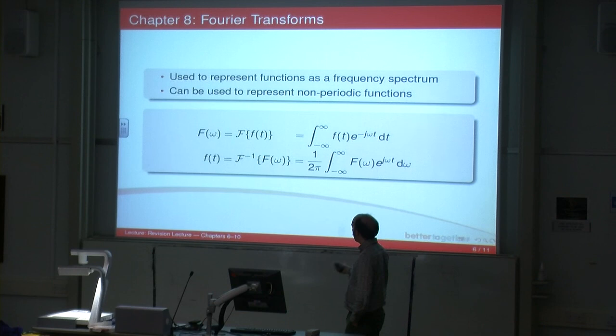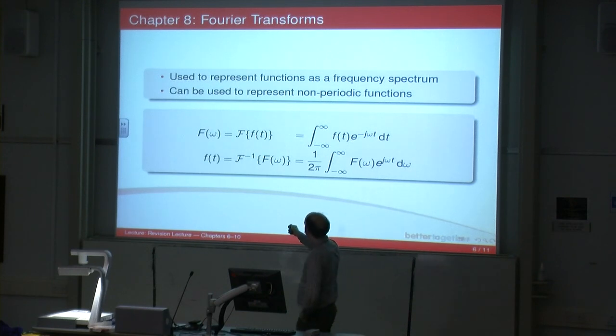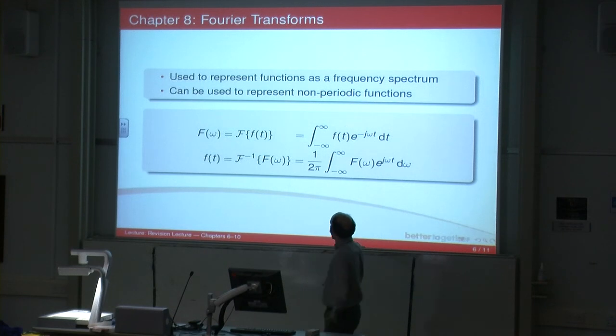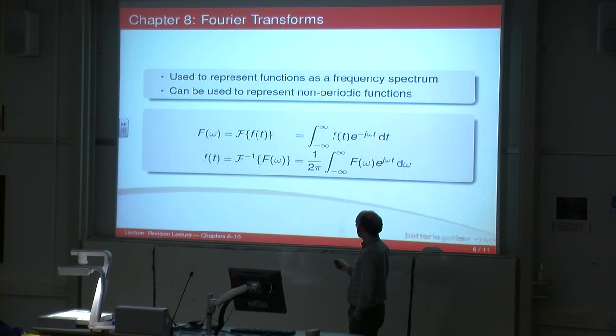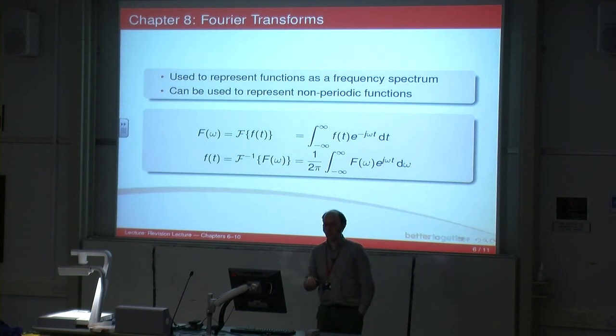But what's really useful is to know the pairs. So for example, with the box function in the time domain, you know you're going to get a sinc function. And if you've got a sinc function in the time domain, you take the Fourier transform of that, you're going to get another box, and so on.